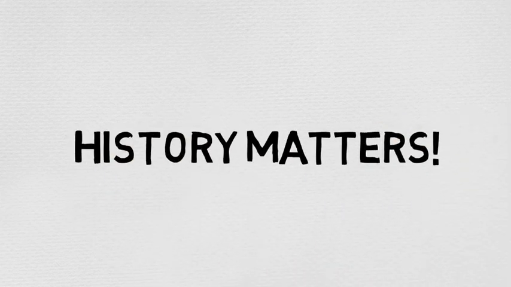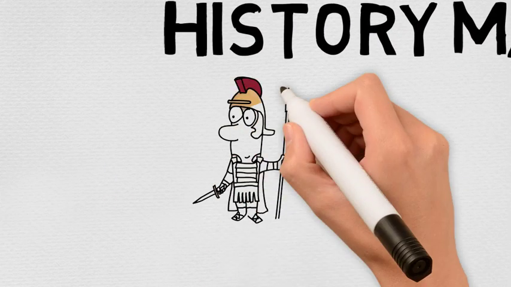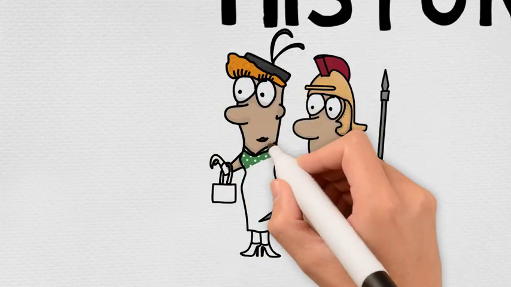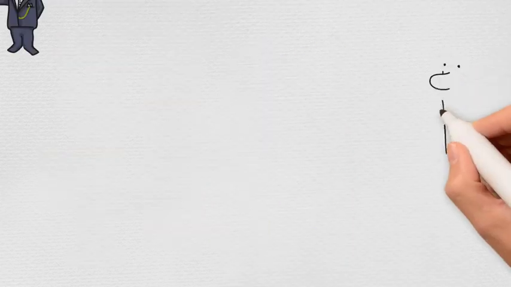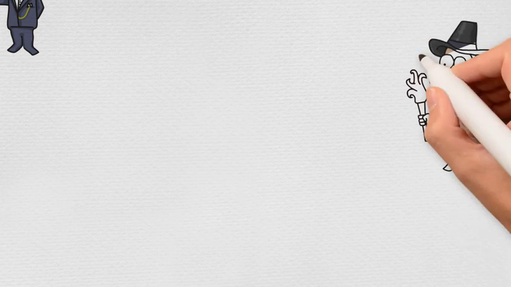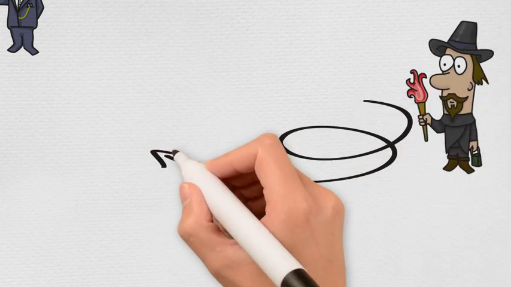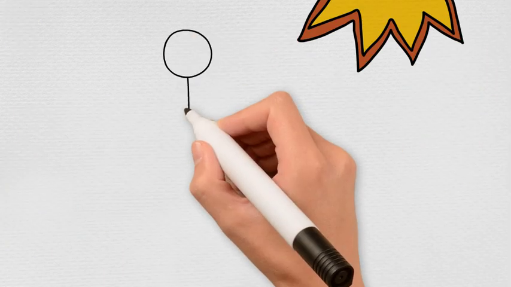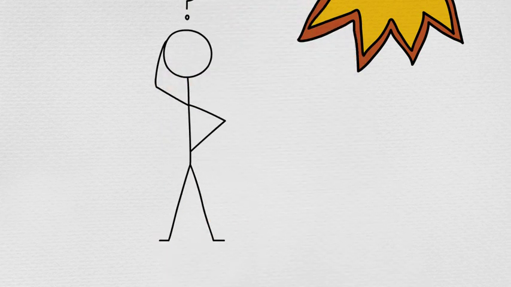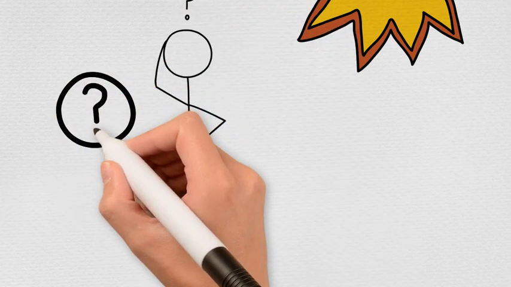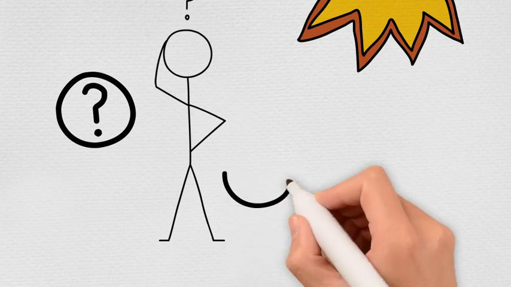History matters. History is the study of people and events of the past. It tells the story of how life has changed over time. Historians examine the causes and the effects of past events. And they ask themselves, why did this happen? How does it influence us today?